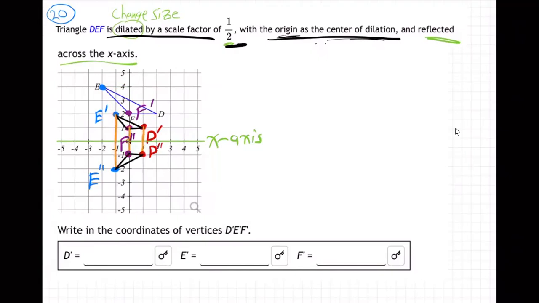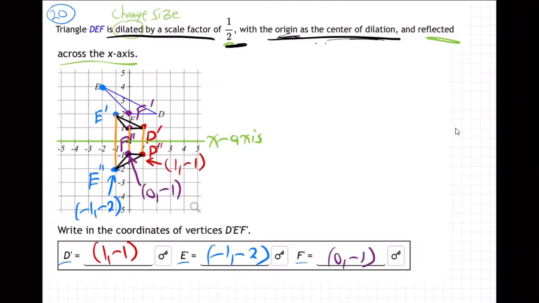So what are the coordinates of these points? So E double prime looks like that's back 1, down 2. They're calling them D prime, E prime, F prime. It's really double prime, but whatever. And then D double prime looks like it's over 1, down 1, isn't it? Over 1, down 1. And F double prime is over 0, down 1. Over 0, down 1. So there we go.